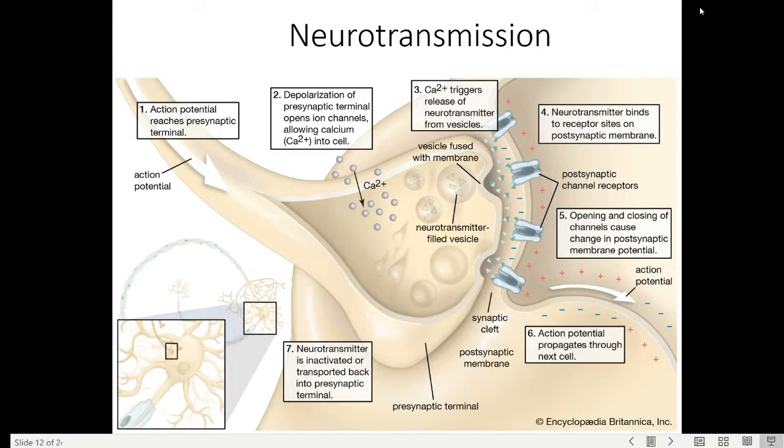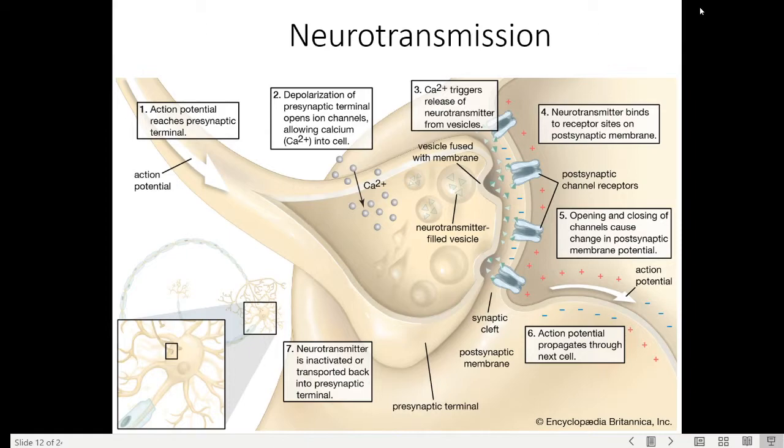Now the signals are transmitted through the postsynaptic channel receptors. Our postsynaptic cell has received all the signals from the presynaptic cell, and the neurotransmitters are inactivated. After the cell receives the information, the neurotransmitters are inactivated or transported back into the presynaptic terminal.